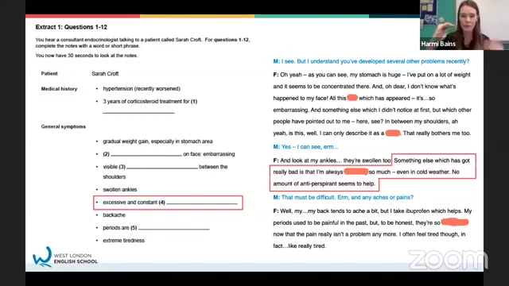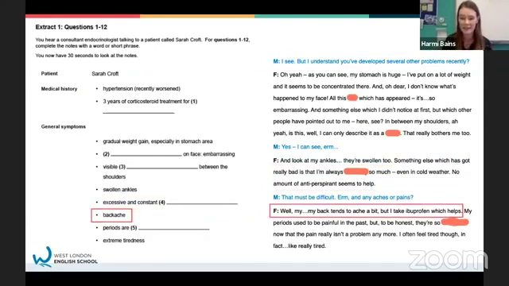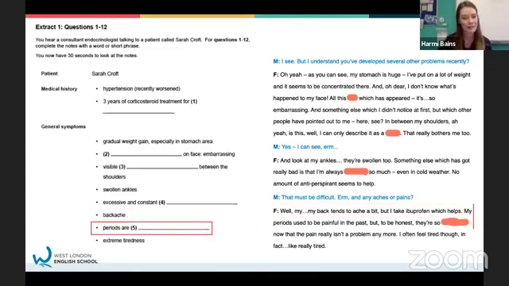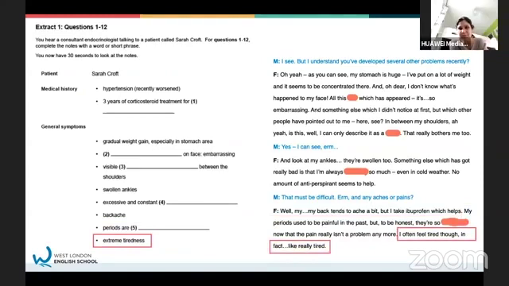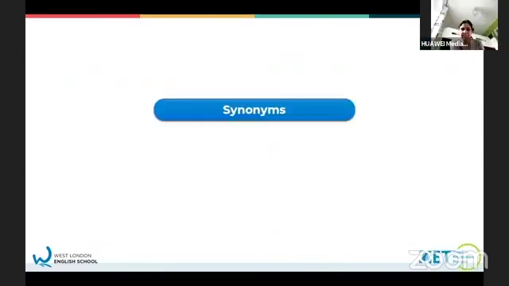So we're still going in our logical order. We've got backache: my back tends to ache a bit. We then have periods, and she says, my periods used to be painful. So again, we'll keep going in order. And then we've got extreme tiredness: I often feel tired. So we can see that it's a very logical order with this. Okay, so the next thing that we're going to look at is synonyms.